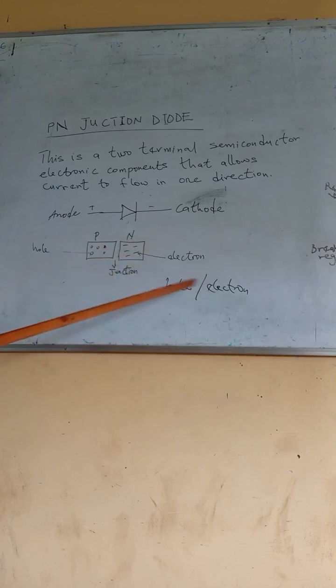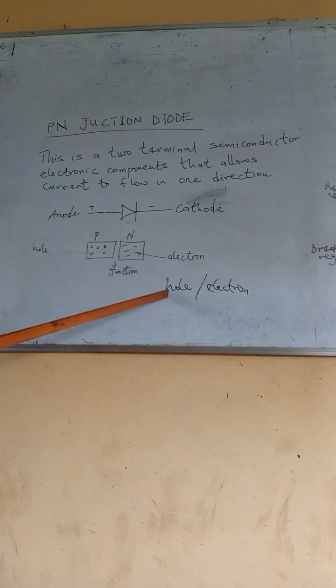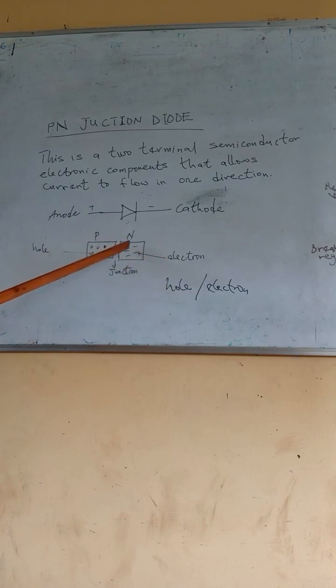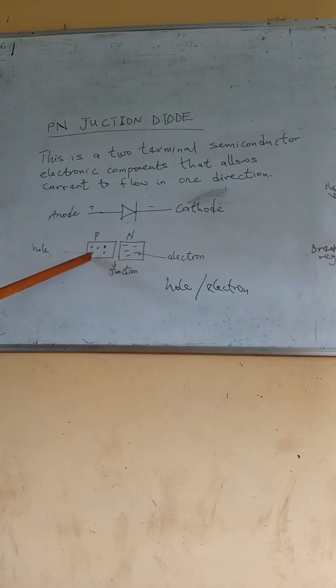We have two materials. We have the P material, the P-type semiconductor material. It has a lot of holes, but does not have many electrons. Though it has electrons, they are minor. That's why we call them carriers. The major carrier in the P-type is the hole. The minor carrier is the electron. Likewise, in the N-type, the major carrier is the electron. The minor carrier is the hole. The N-type semiconductor material has a lot of electrons, but little or no holes.